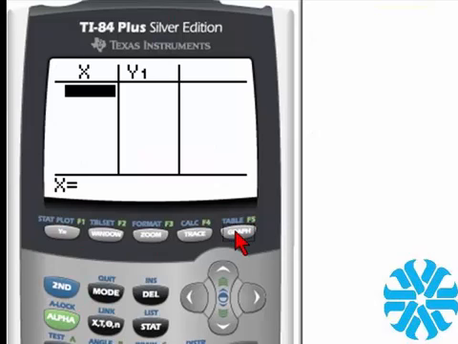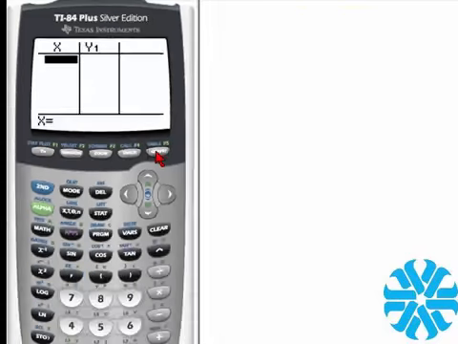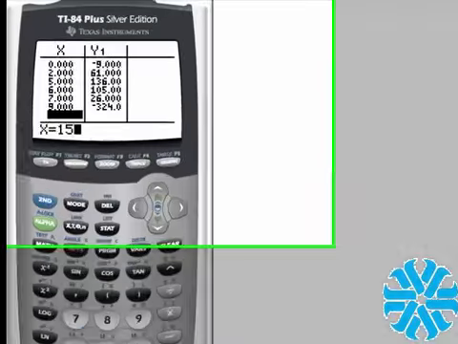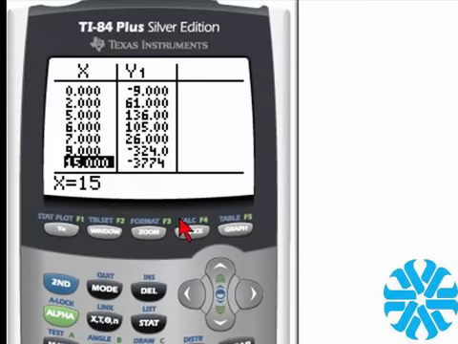So let's figure out what's going on between, let's say, 0 and 9. So we will insert some values for x. So let's start out with 0 and then enter, then 2 and enter, then 5 and enter, then 6 and enter, then 7 and enter, and then 9 and enter, and 15 and enter.